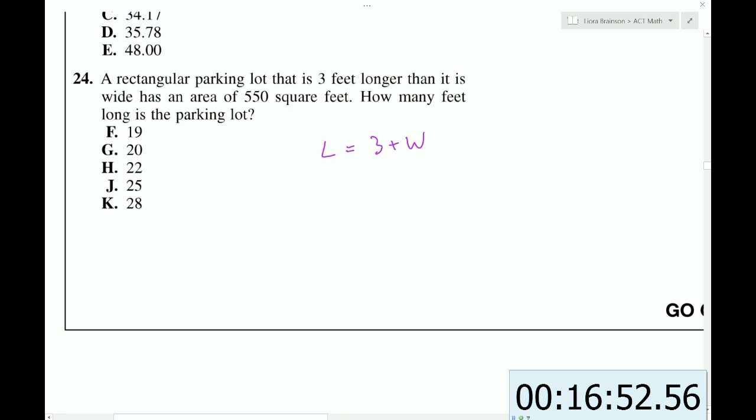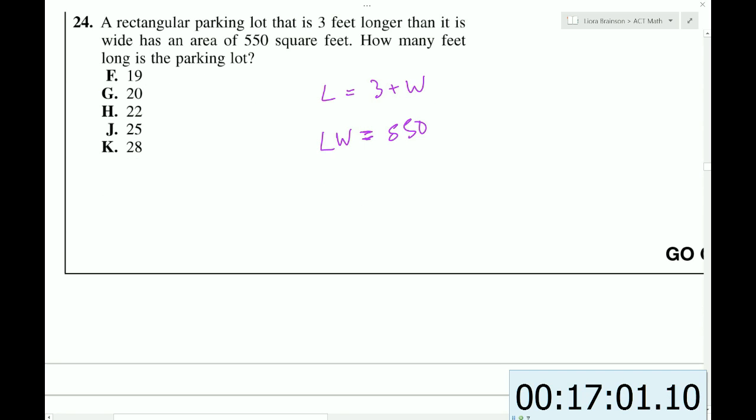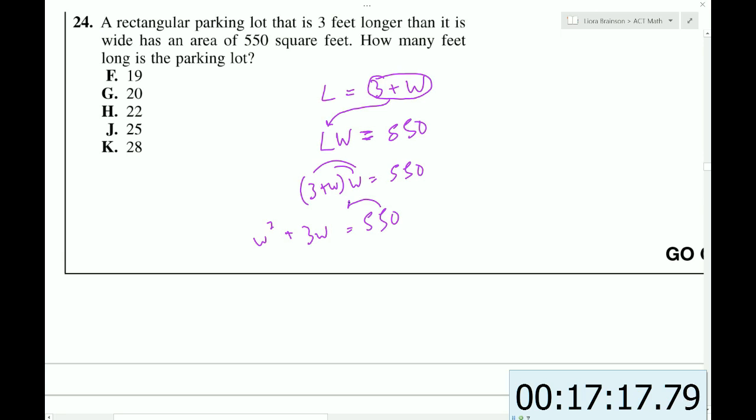Has an area of 550. So area is length times width. That's going to equal 550. How many feet long is the parking lot? So we're going to use the substitution method, where we take this and plug it in for L. So (3 plus W) times W is 550. Distribute this W, we get 3W along with W squared equals 550. Then we subtract the 550 to the other side, so it becomes minus 550 equals 0.